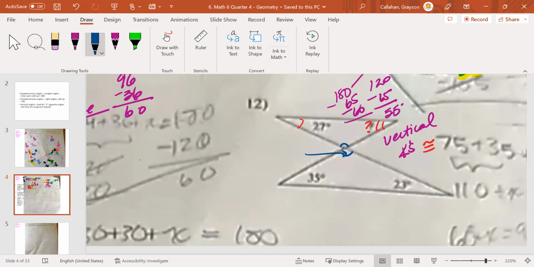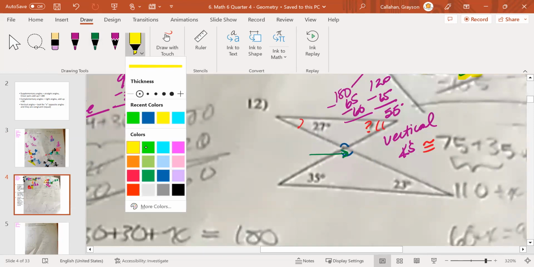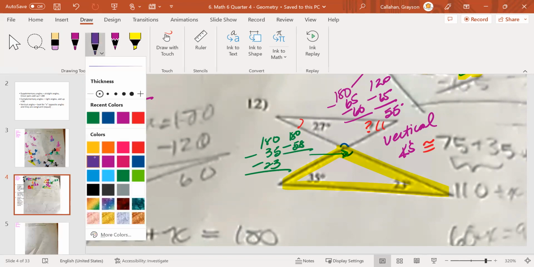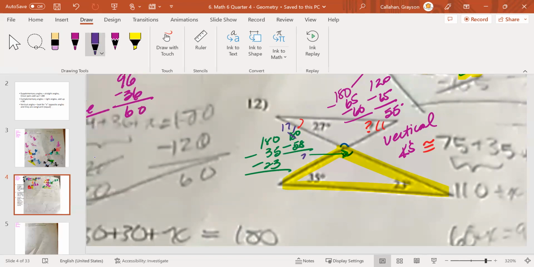For me to find this angle right here, do you see where I am marking this right now in green? This angle right here. That's a triangle. Do you see this triangle right here? Do I have at least 2 other angles in this triangle? What are the 2 angles? When I subtract this, it's gonna be 180 minus 58 degrees. Yes? Cross that out, you get a 17.